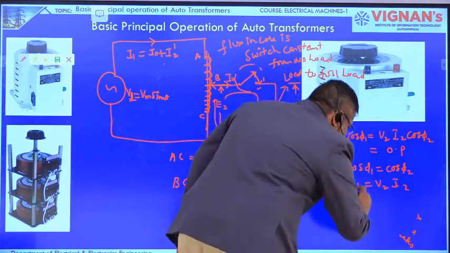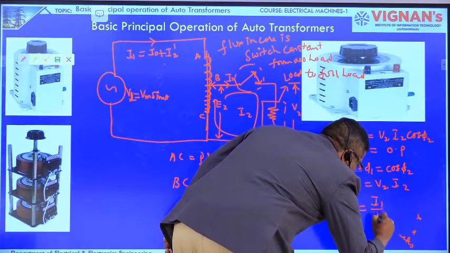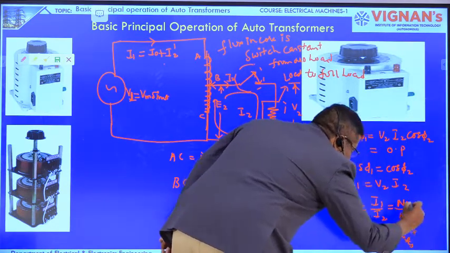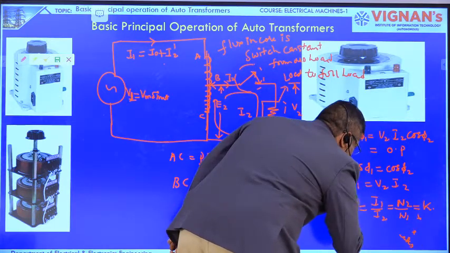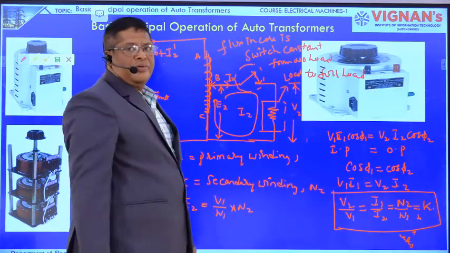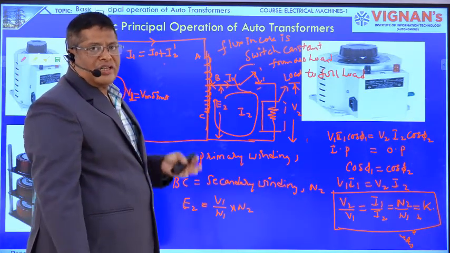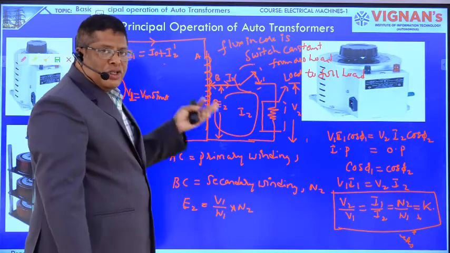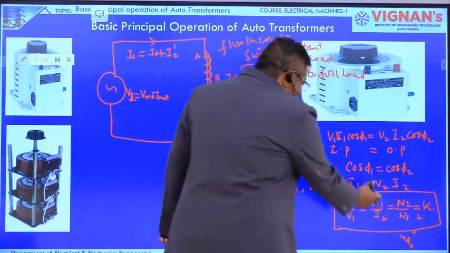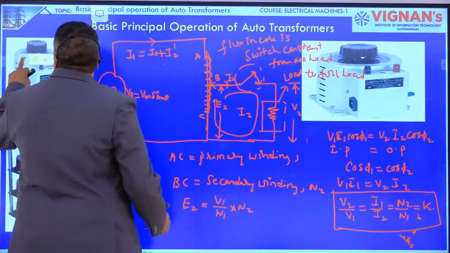Now rearrange this equation: V2 by V1 equals I1 by I2. This is equal to N2 by N1. This is equal to the transformer ratio K1. Transformer ratio K1, this is very, very important. It is similar to the two winding transformer. In a two winding transformer also we define the transformer ratio, that is the ratio between the output voltage and the input voltage, V2 by V1, that is equal to N2 by N1, that is equal to I1 by I2. This is similar to the two winding transformer.